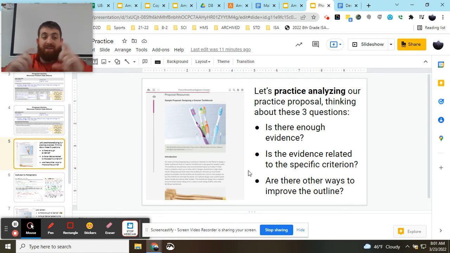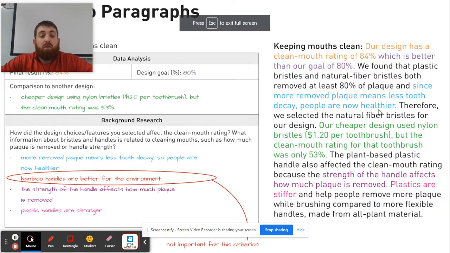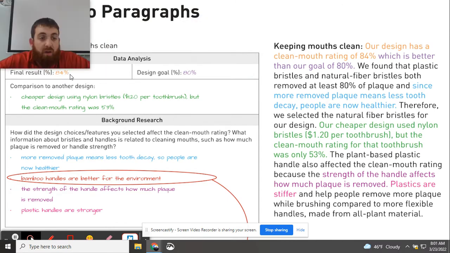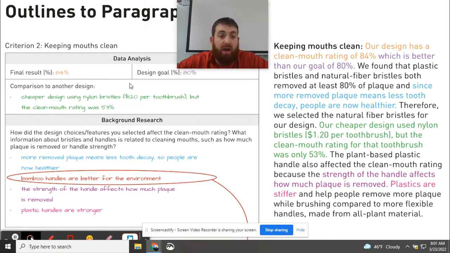Each one of those paragraphs in the very middle, where it said design decision, had their three criteria, and each of their criteria was written from an outline, just like ours. So it might have looked something like this. When they wrote their toothbrush example, they focused on the criteria of keeping mouths clean. That was one of their criteria. And in order to decide if they were doing that, they had a specific test they would run. Their test had a certain percentage of their mouth that was clean. So 84% was their final result. Their goal was 80%. So obviously they did better than their goal, which is great.